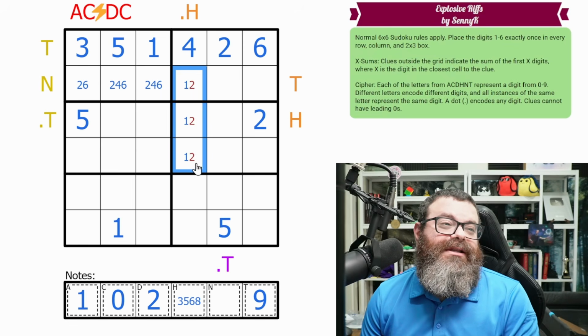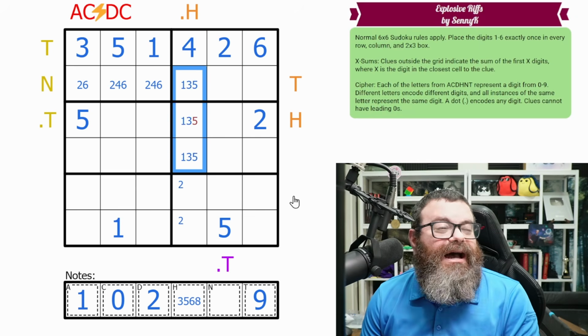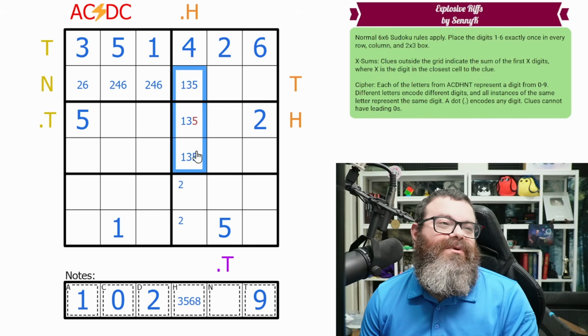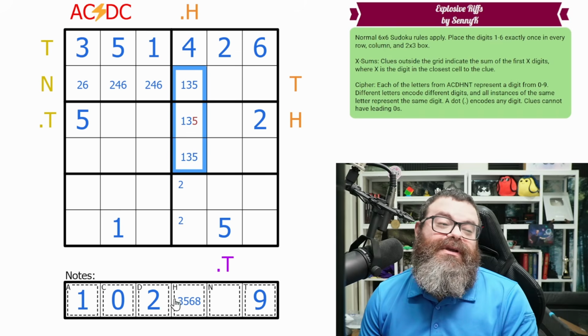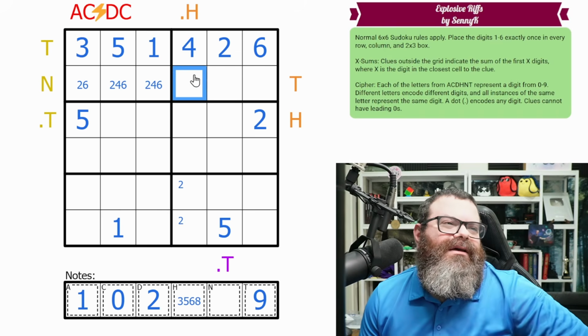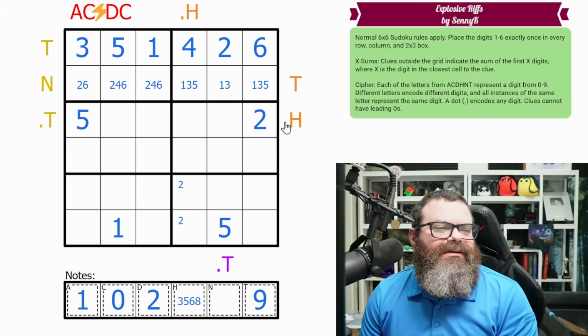The smallest we could add to... Oh, but none of these can be 2. 2's down here. So the smallest these could add to is 1, 3, 5, because we have to skip the 2. 3, 4, 5 adds to 12. Plus the 1 is 13. So we have the full 13 to 18 range. That's unfortunate. Okay. Well, this is 1, 3, 5. It's not 5. So we don't know what H is.